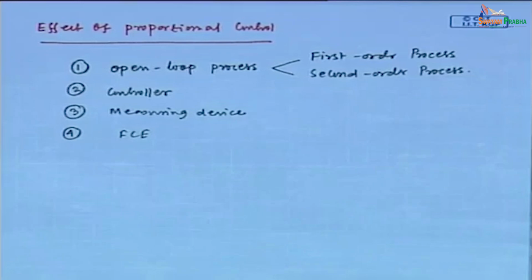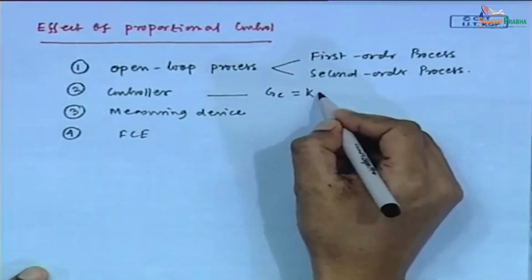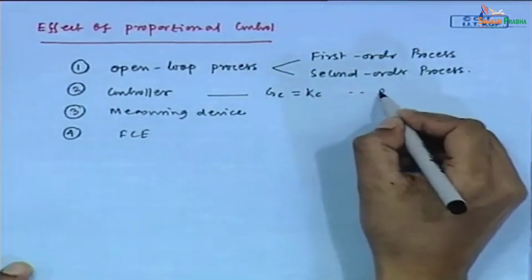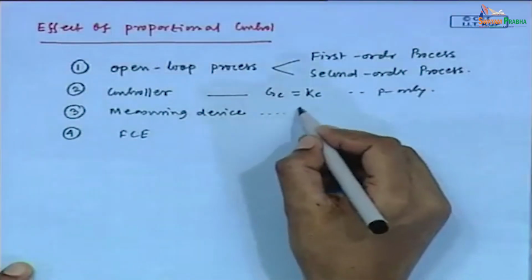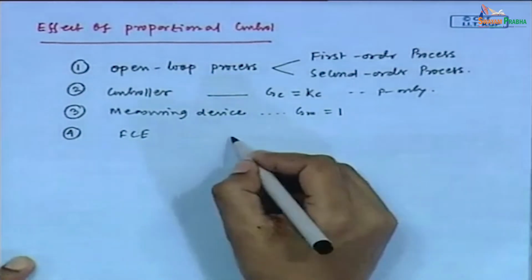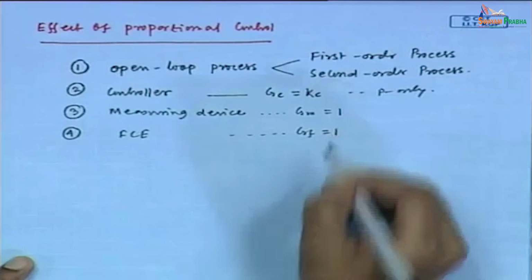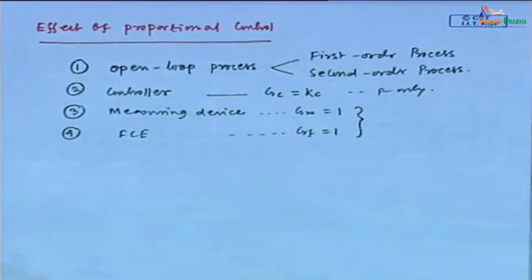Next element is the controller. So here we will include the P only controller. So for P only controller what will be the transfer function? For P only controller the transfer function is GC equals KC. For measuring device we will consider GM equals 1, and for final control element we will consider GF equals 1. So for simplicity we are assuming the transfer function of measuring device and final control element both are 1.